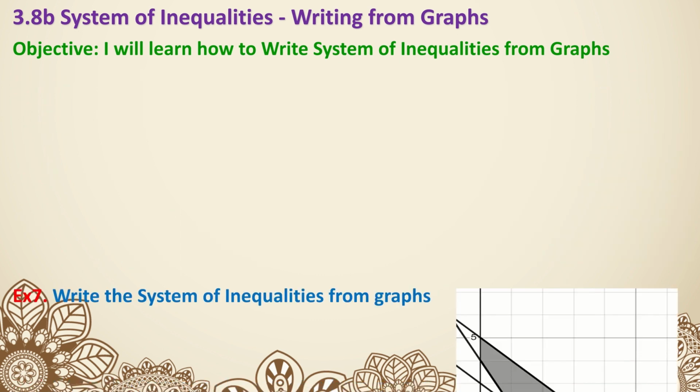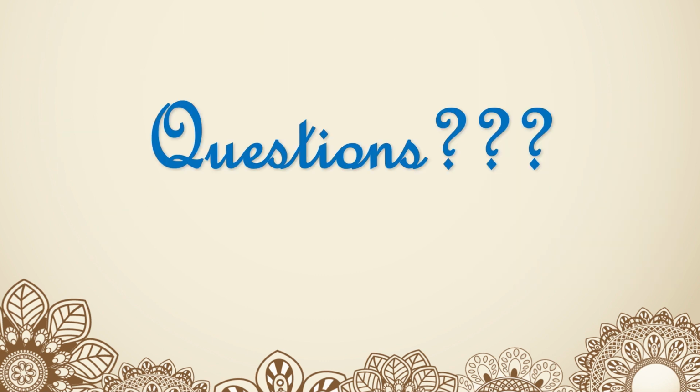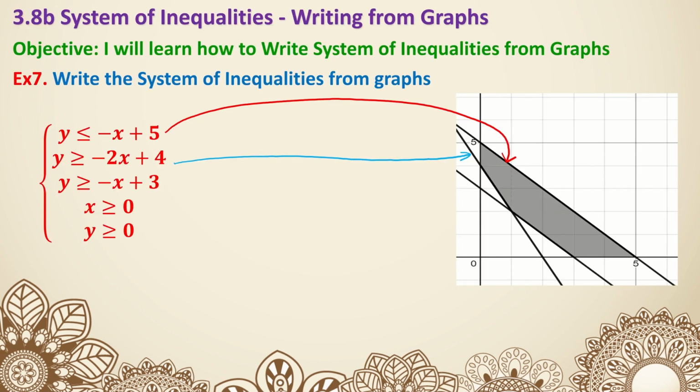Hopefully you have tried it. There you go. Here are the answers. The first one, this is referring to this line. And the second one is referring to the line that's crossing at 4, so this line. The third one is referring to this line. And then, of course, you still have one cutoff right here. This is your cutoff. So we still have x is greater than or equal to 0 and y is greater than or equal to 0. That is everything in the 3.8b lesson.